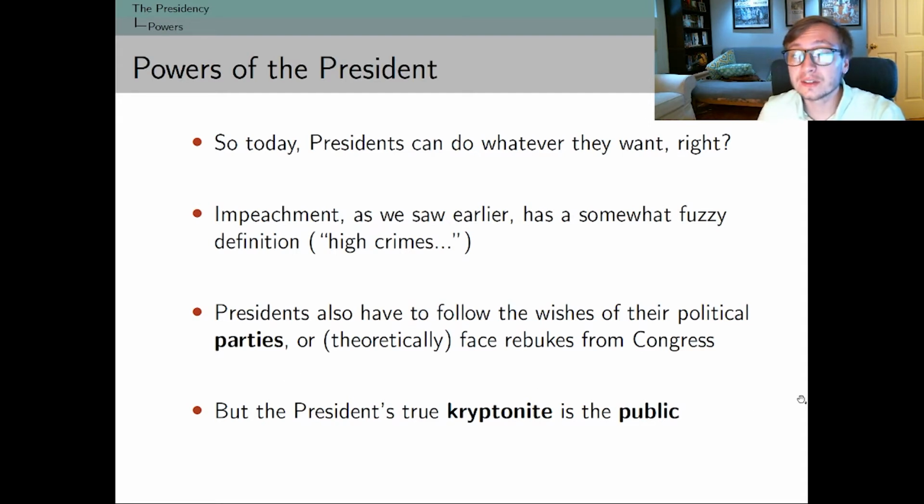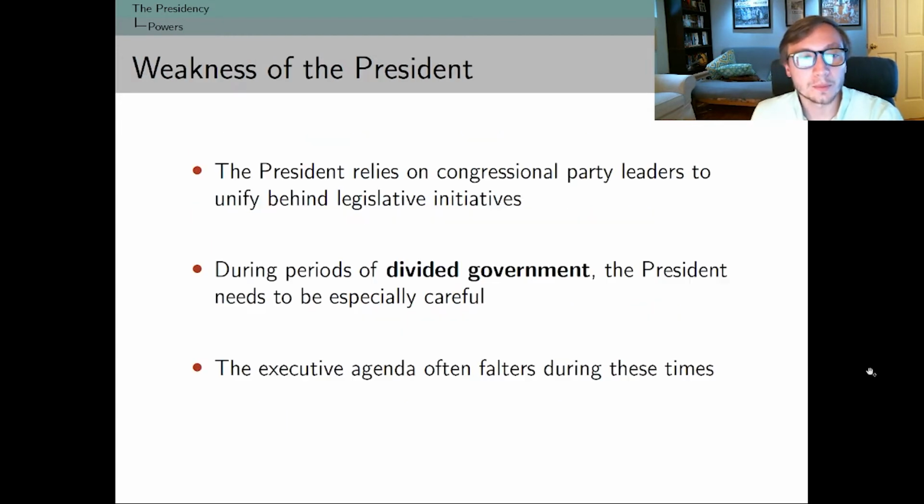But I think the thing to really focus in on, or at least what the literature says we should focus on, is this idea that the president's kryptonite is the public. Presidents are sensitive to the public. And this is a really important point, even in a Trump presidency, where we might say to ourselves, well, Trump doesn't care at all about public opinion. He's going to do whatever he wants. That's actually still not true, right? Presidents are very sensitive to public opinion. They try to do things that are popular as much as they can.